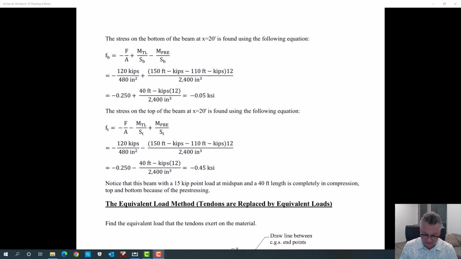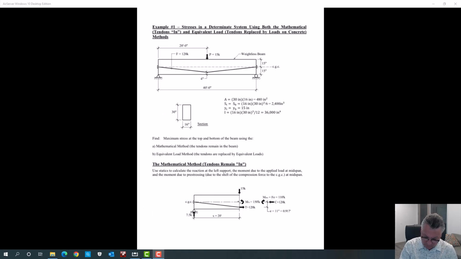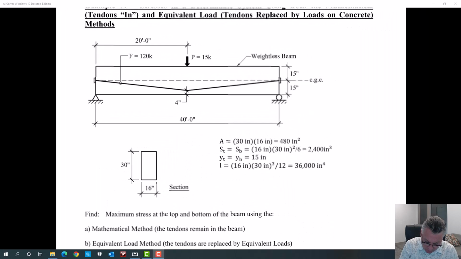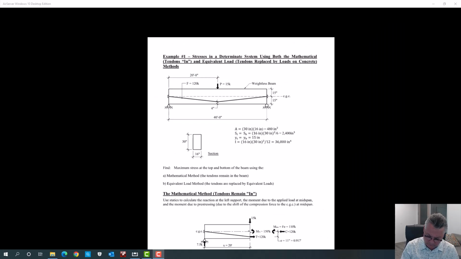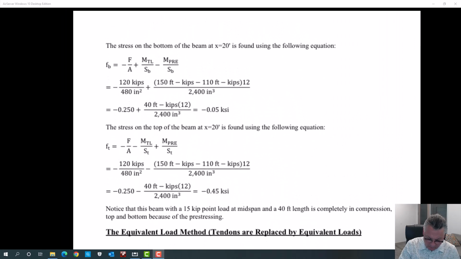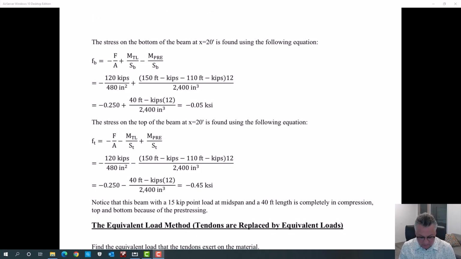The fact that the tendons are down at this location, if you want to think of it, we're not doing the equivalent load method, but think of the tendons being stressed. That is creating tension on the top and compression on the bottom. So that's our equation to calculate the stress. Minus F over A is the 120 kips. The area of the beam was 480 square inches.